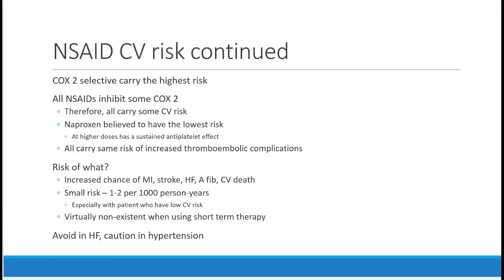The one thing I will just say to remember, all NSAIDs do inhibit COX-2, so they all have some CV risk. Naproxen is thought to have the lowest risk out of all of them, so that's maybe a reason to use it more so than some of the other ones. We'll talk about Naproxen too and some of its other advantages as well. And there's some risk here that I put down. The risk is small, 1 to 2 per 1,000 person years, and again, pretty much non-existent risk with short-term therapy. And really, what they're seeing the risk at is chronic, long-term NSAID use.